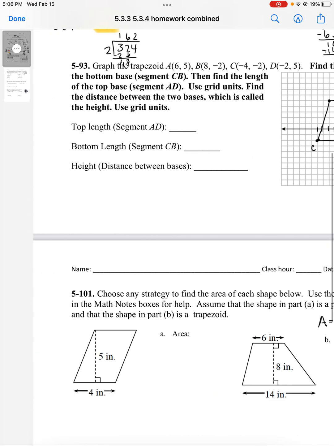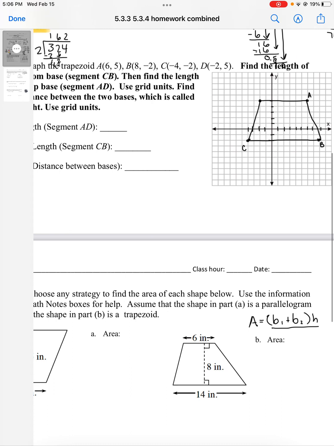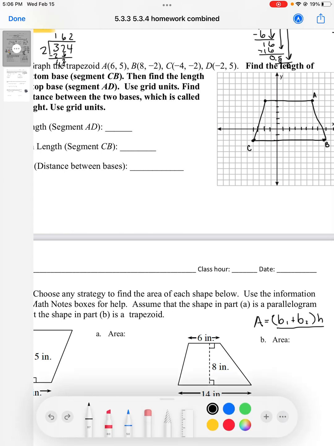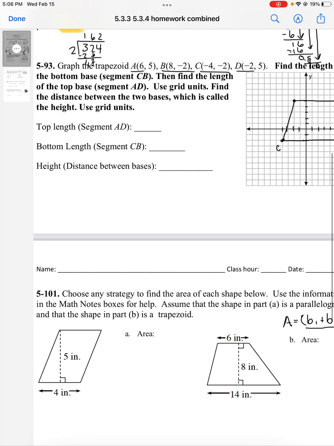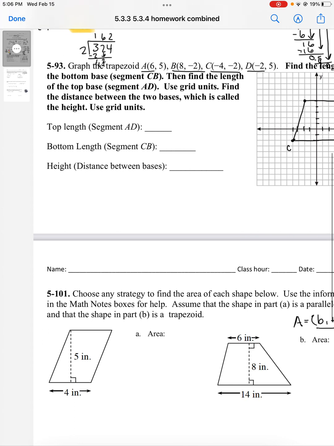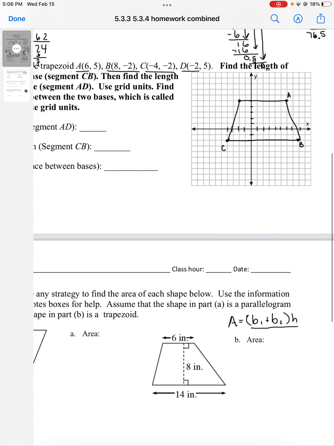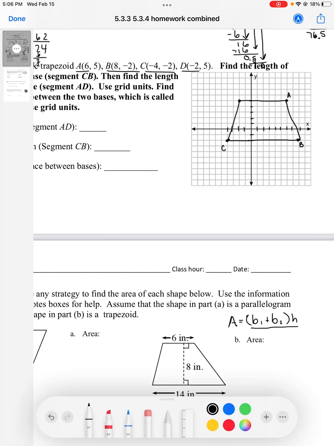So find the length of the bottom base segment, so CB. I'm going to find that, and then I'm going to find AD. And then I'm going to find the distance between the two bases, which is called the height. I can use grid units. I can do this two ways. I can choose to count. So if I start at point D, I can go 1, 2, 3, 4, 5, 6, 7, 8.